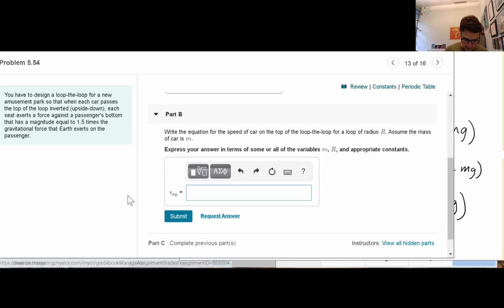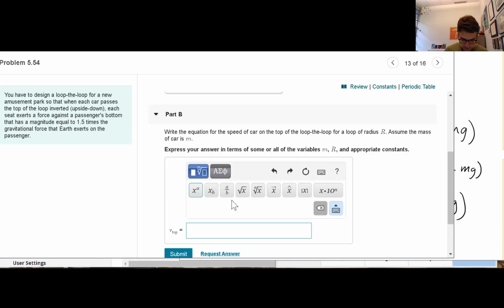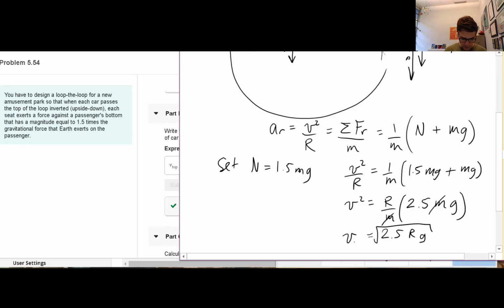So let's type that in here. Get a square root sign of 2.5 capital R g. Submit. Oops, and then there's a part C.